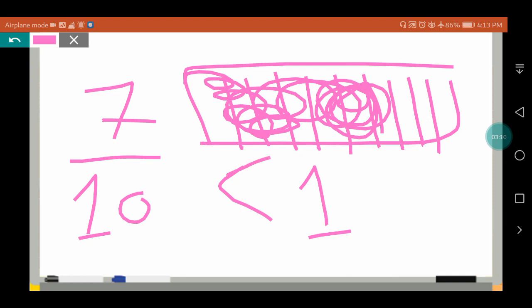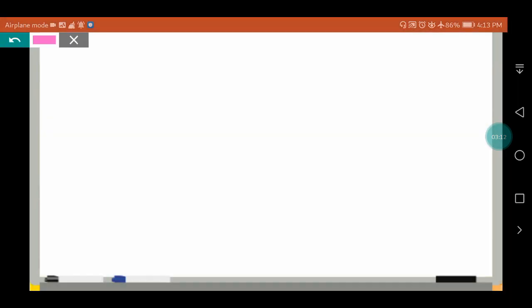Okay, now we must know, if we have a mixed number like this, 1 and 7 tenths, how can we write this mixed number as a number, not mixed, as a number? How can we represent 7 tenths as a number? To write 7 tenths as a number, we find out now what is the meaning of decimal point, or decimal at all.